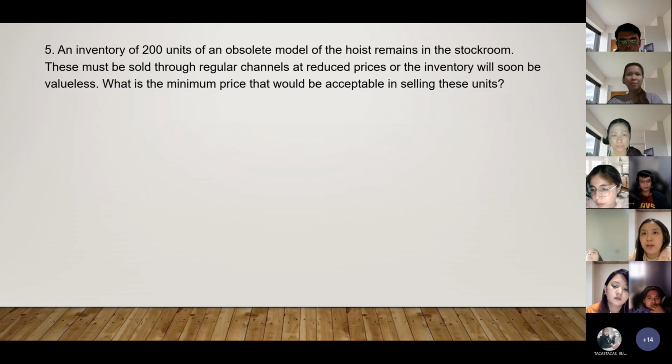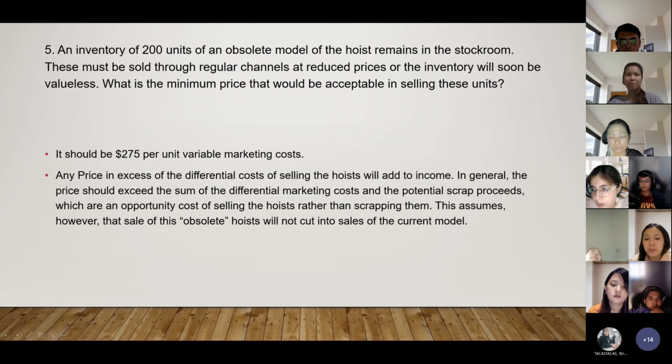Number 5 question: an inventory of 200 units of an obsolete model of the hoist remain in the stock room. These must be sold through regular channels at a reduced price, or the inventory will be valueless. What is the minimum price that would be acceptable in selling these units? So these are inputs. Other than variable costs, the costs related to manufacture for these 200 are already consumed. So it should be 200.